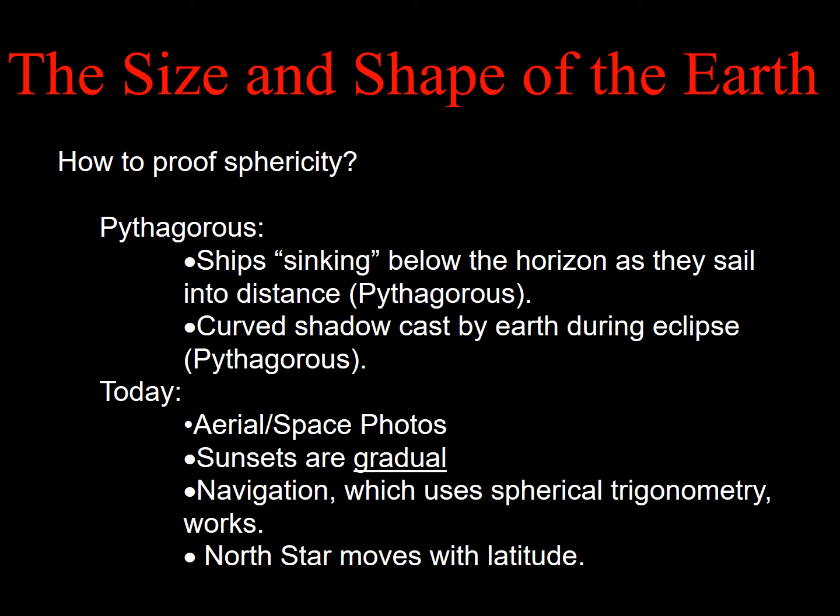If you've ever been in the ocean, you see a ship that's going away. It appears to be sinking below the horizon. That's the curvature. Or if it's coming towards you, it seems to be rising up. Also, the curved shadow on the moon cast by the Earth during a lunar eclipse. Now we have satellites and photographs, as well as knowing the movement of the Earth as well as other planets.